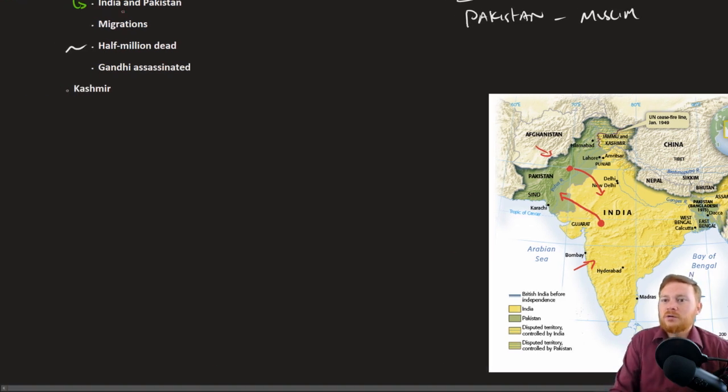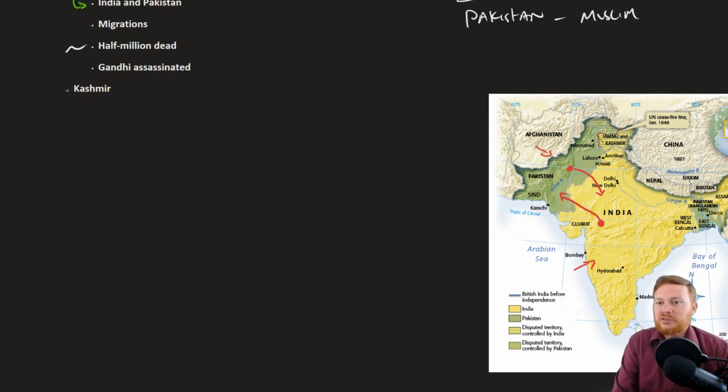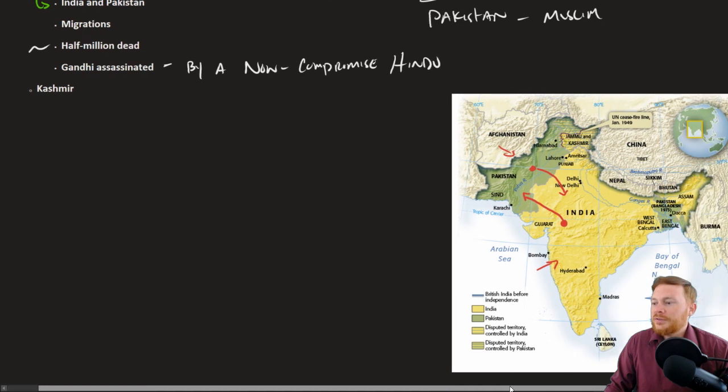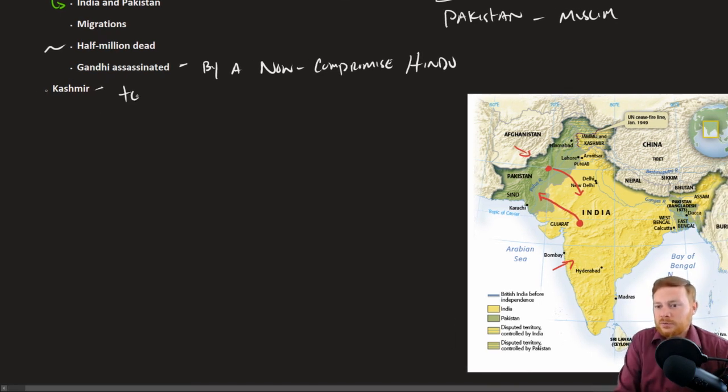Even Gandhi himself was killed in the aftermath of partition, assassinated by a Hindu who didn't like the fact that he wasn't being more religiously militant, you might say. And in the successive years, there was the territory of Kashmir.